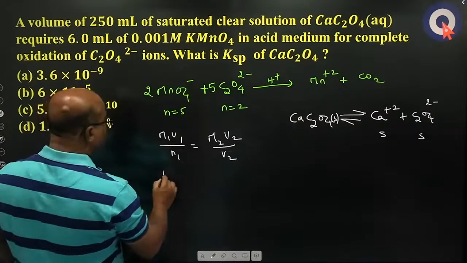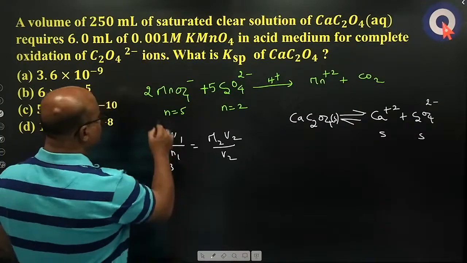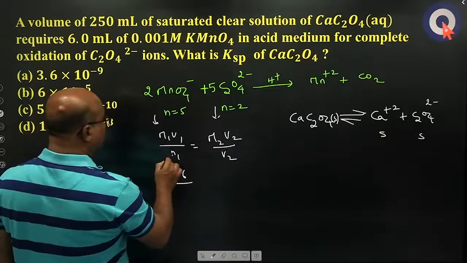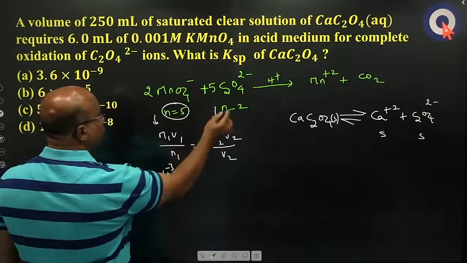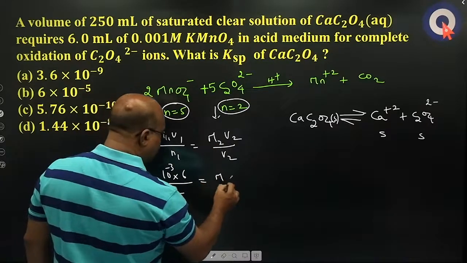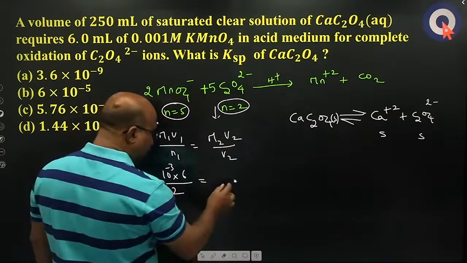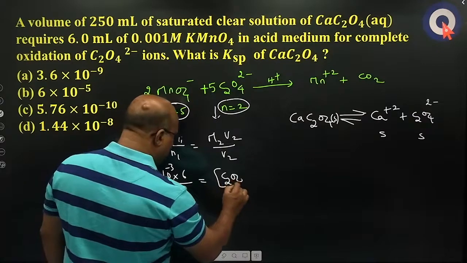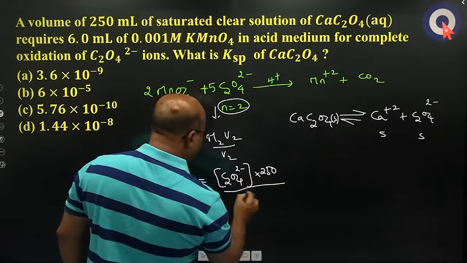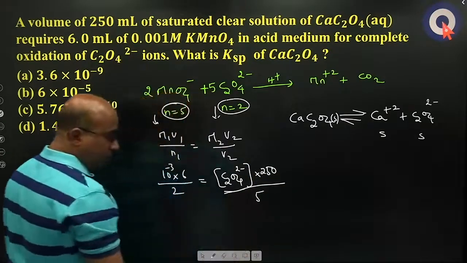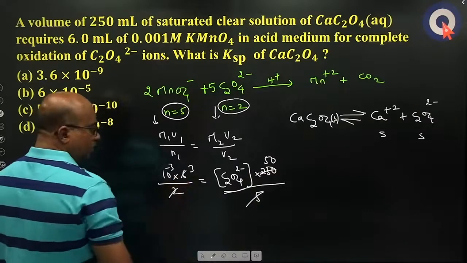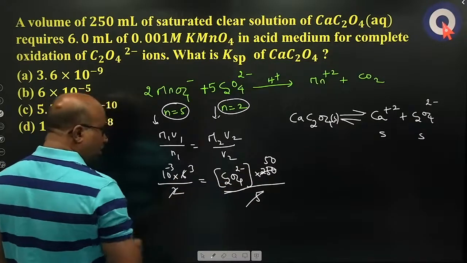So the molarity of this KMnO4 we are using is 10 to the power of -3. This is for oxalate. Then the volume required is 6, divided by the number of moles consumed, 2. These are N factors, not number of moles. So then we determine the molarity of oxalate ion, which we can write as the concentration of oxalate, or S also. Then the volume consumed is 250, and the N factor of that is 5. So this is 5, 50. This is 3. Here, this comes into the denominator and becomes 50.